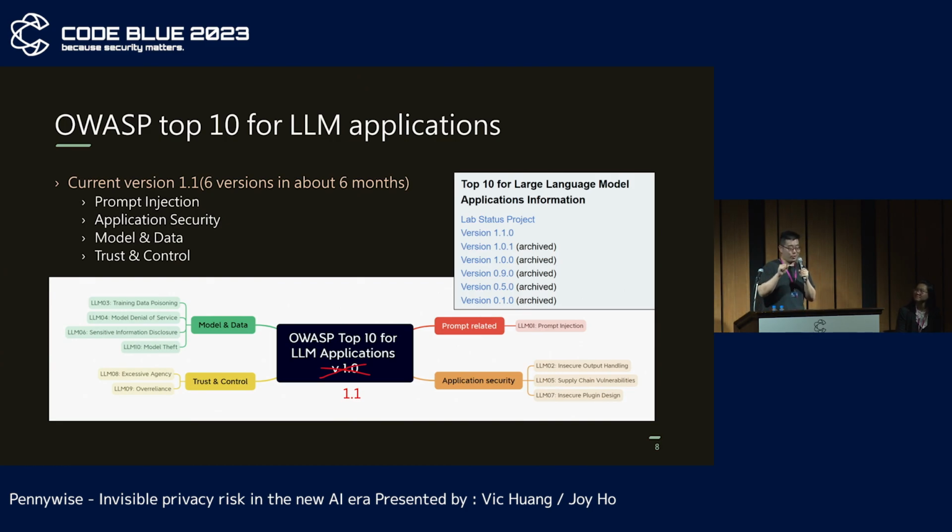From the technical perspective, you can look into the OWASP Top 10 for LLM applications. They keep changing their versions, from 0.1 to 1.1, which is 6 versions in 6 months. Basically you can separate it into 4 large categories: prompt injections, application security, model and data, and trust and control. I will pick a few of them as examples.